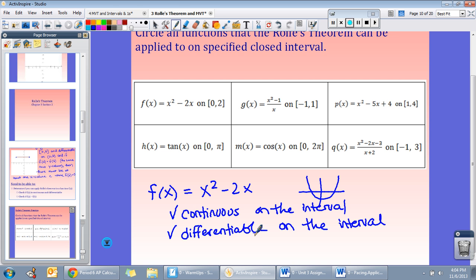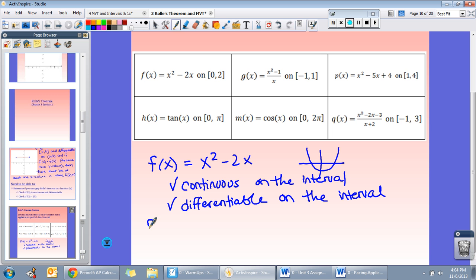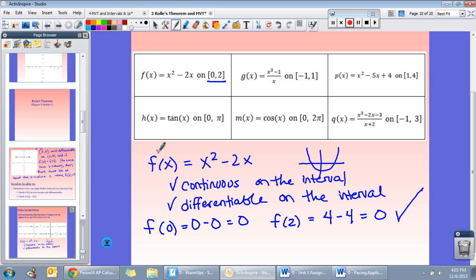The last thing we need to check is to see if our y values are the same for the two x values on our interval. When you plug in 0, we're going to get 0 squared minus 0 equals 0. And when you plug in 2, you're going to get 4 minus 4, which equals 0. So that works out. We can apply Rolle's theorem to this.